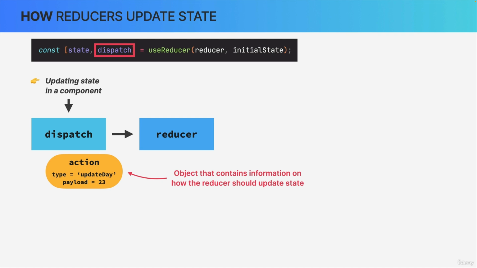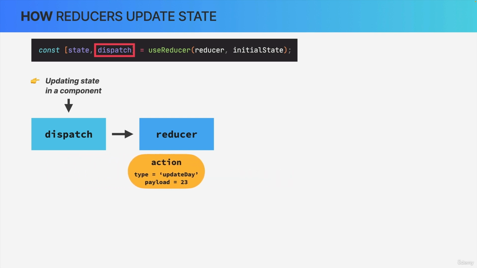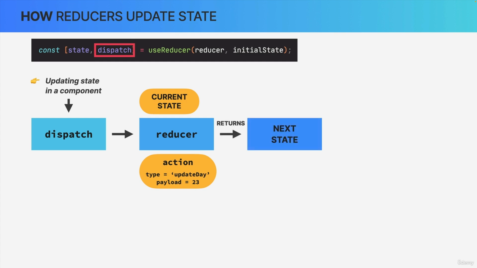Now the object doesn't need to have this exact shape with a type and a payload, but it's a standard that has been adopted by most developers. Now, basically, the reducer takes in this action together with the current state, and it will then return a brand new state object, which we usually call the next state in the context of reducers. And as always with state, updating state will then trigger a re-render of the component instance.